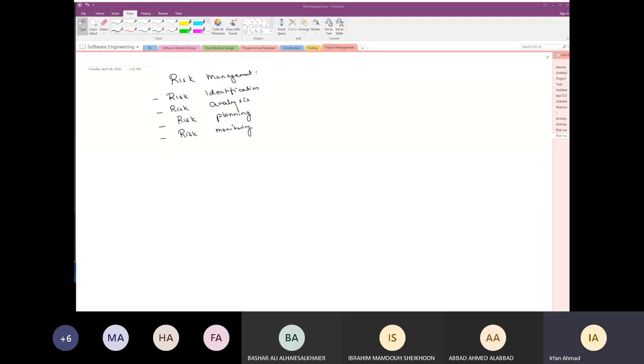What we have to do in risk management is, of course, we can't manage risk unless we have identified the important risks for my project. And then once we have identified the list of risks, we have to do analysis. We have to do planning about them, and then we have to do monitoring. So let's take it one by one. Let's take the first one first: risk identification.